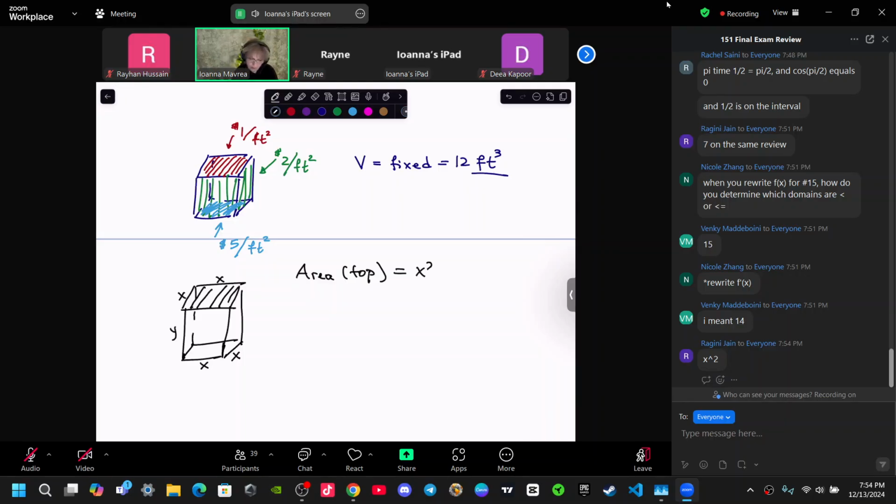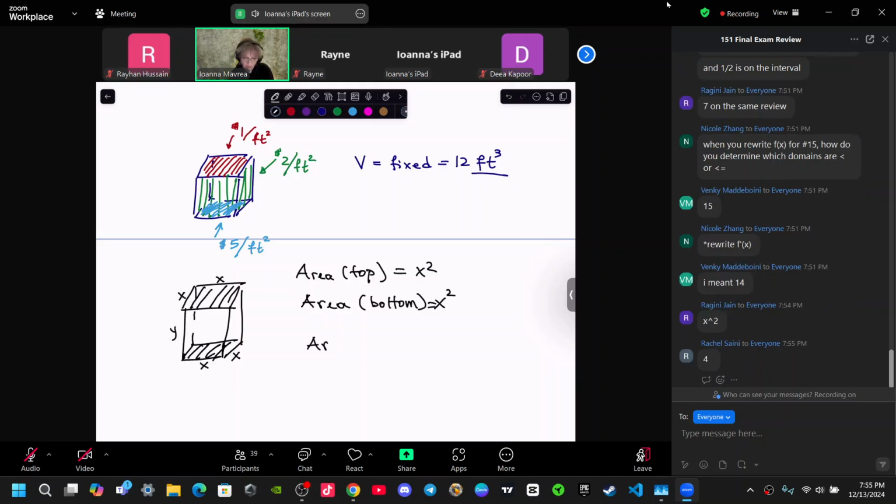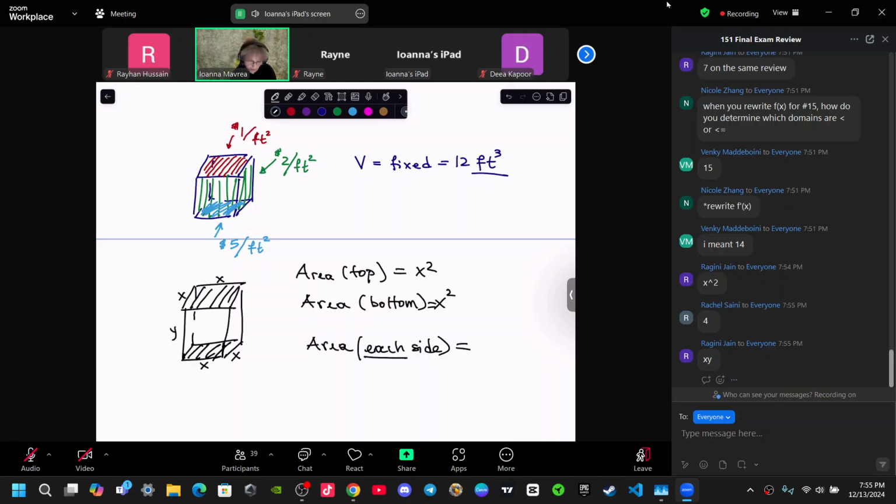X squared. The area of the bottom is also x squared, right? Because it's the same thing. Now the area of the sides, how many sides do we have? So what's the area of each side? And there are 4 of them. X times y, right? So x times y.